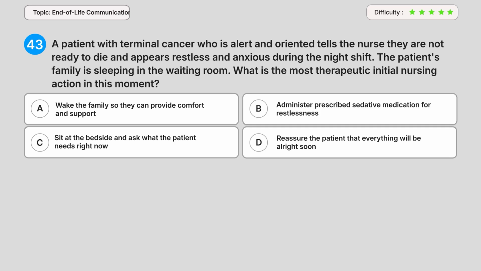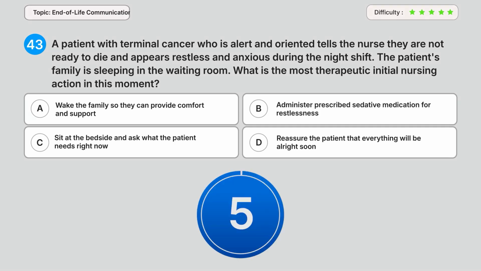A. Wake the family so they can provide comfort and support. B. Administer prescribed sedative medication for restlessness. C. Sit at the bedside and ask what the patient needs right now. D. Reassure the patient that everything will be all right soon. Can you guess the answer?